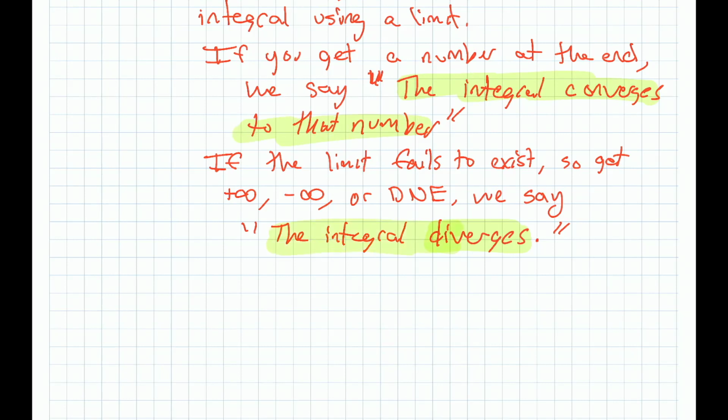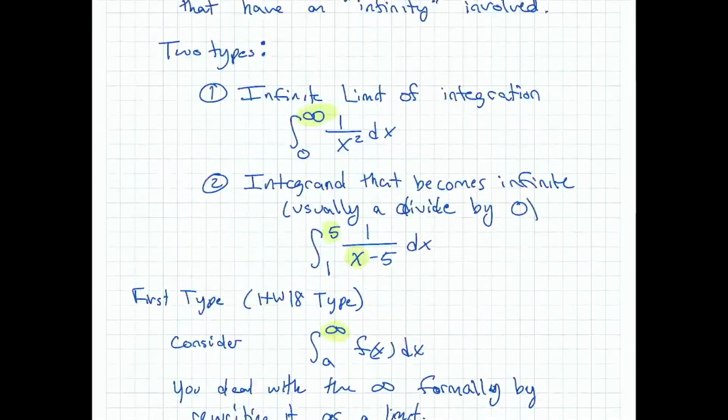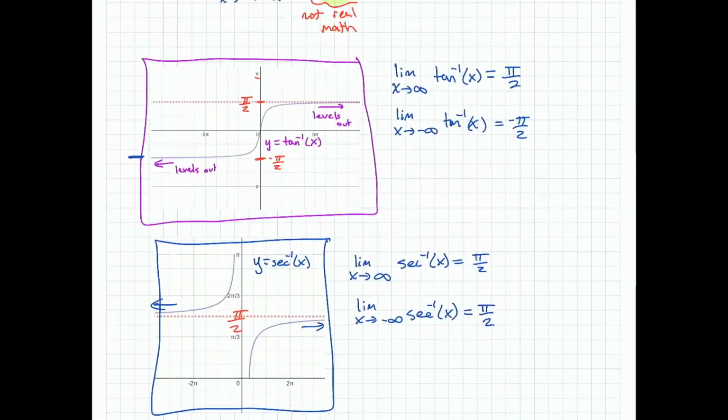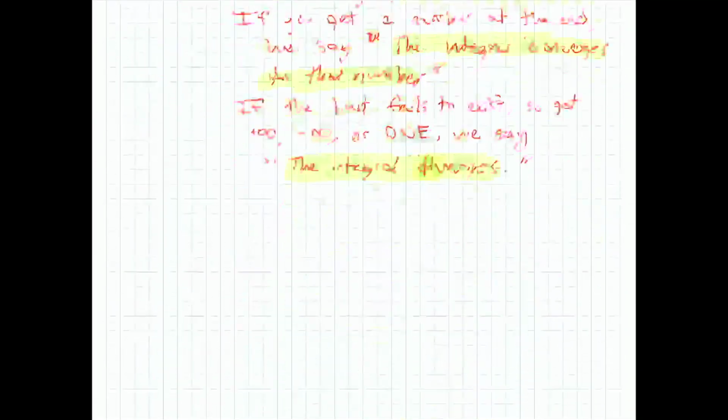Every time you have an improper integral, either it's a convergent improper integral or it's a divergent improper integral. All over in the homework, you'll see the integral converges to 0, the integral converges to pi over 2, or the integral diverges. So it either converges to a number or diverges. Those are your two choices. Okay? So we need to understand that.